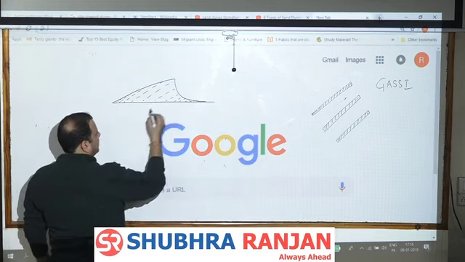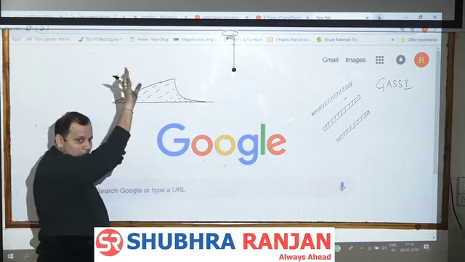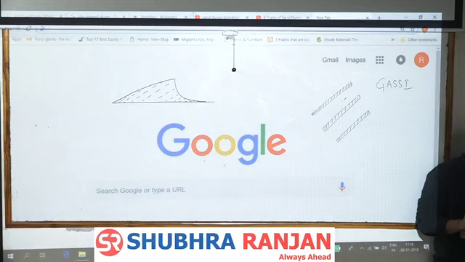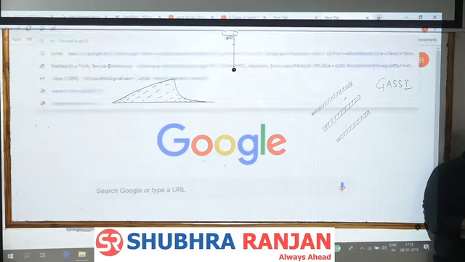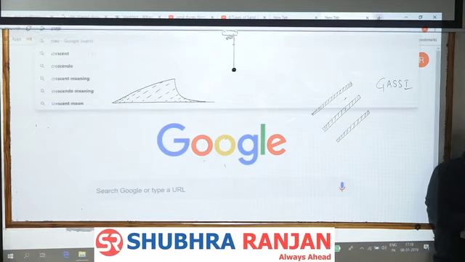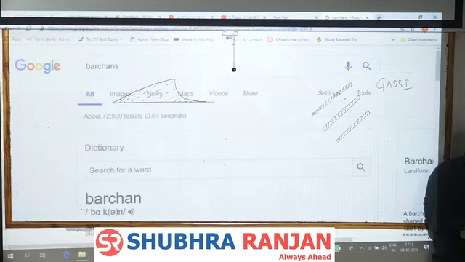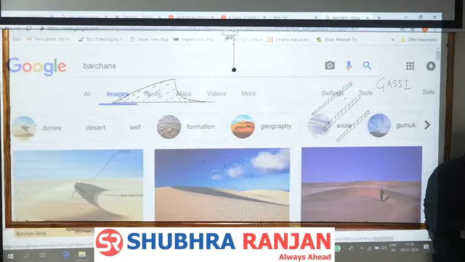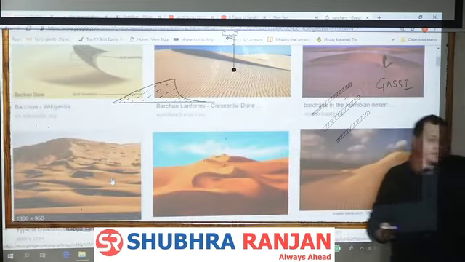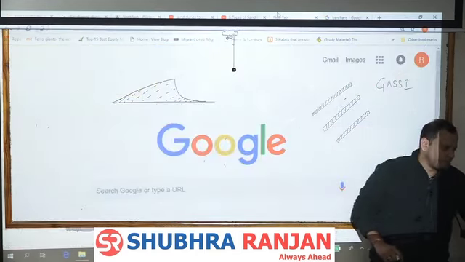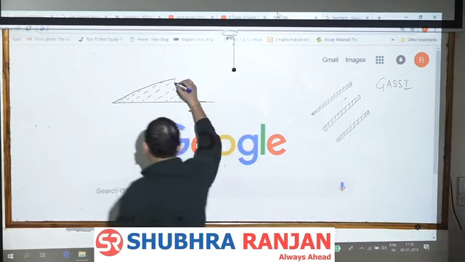Crescentic और moon shaped. क्यों moon shaped? ऊपर से दिखेगा moon shaped, 3 dimension में. Dunes which are formed transverse or perpendicular to the wind direction are known as Barchans.